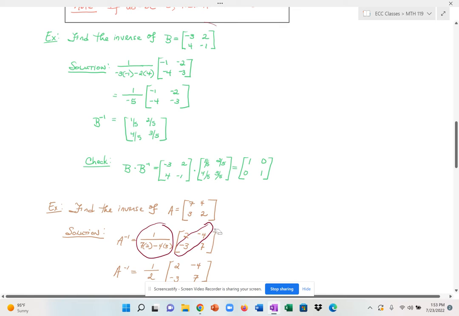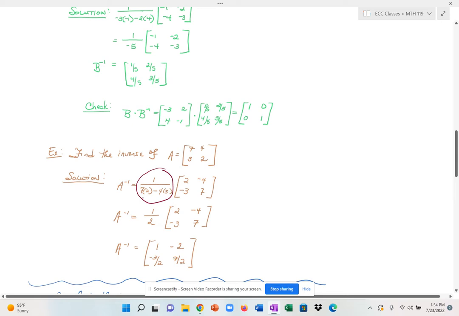Then I just have to work out what that fraction is, and this becomes a half, and then a half has to get multiplied across all of this, so you get 1, negative 2, negative 3 halves, positive 7 halves.